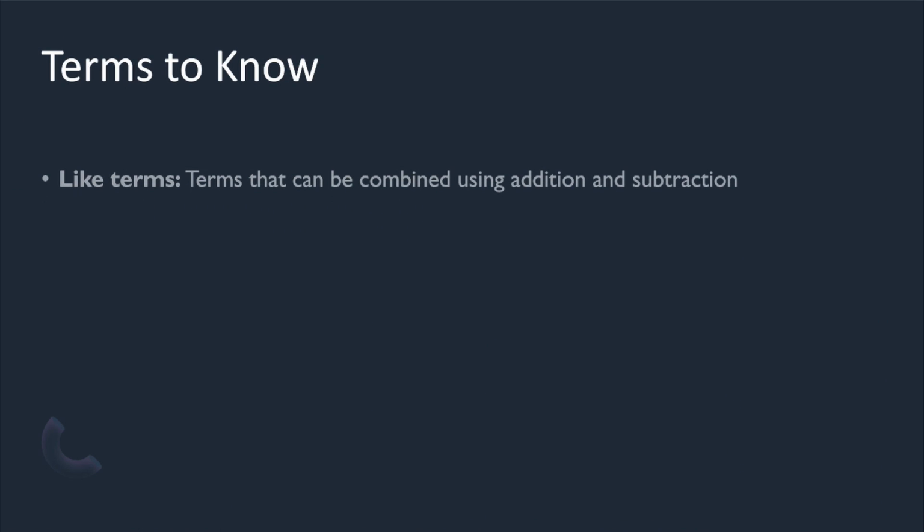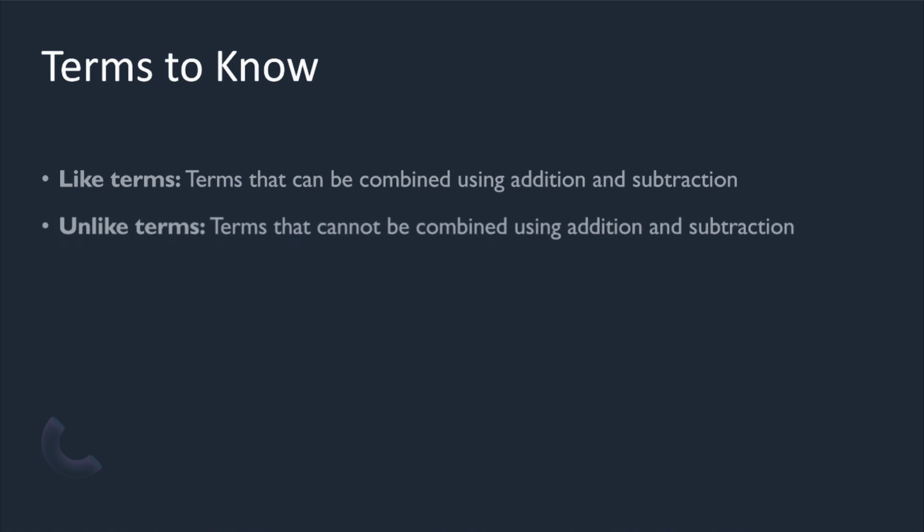Some terms to know. Like terms are terms that can be combined using addition and subtraction. An example is 2x and x, because they both have the same variable. I'll elaborate on this later. Unlike terms are terms that cannot be combined using addition and subtraction. An example is 2x and 3y. Again, I'll elaborate on this later.